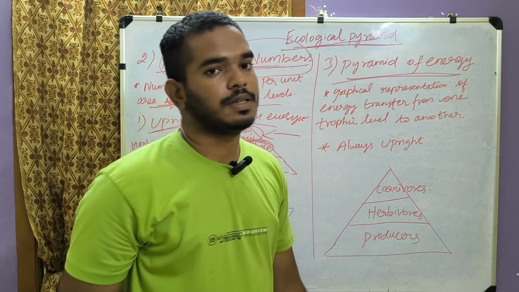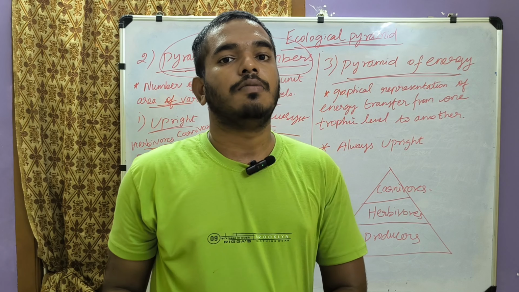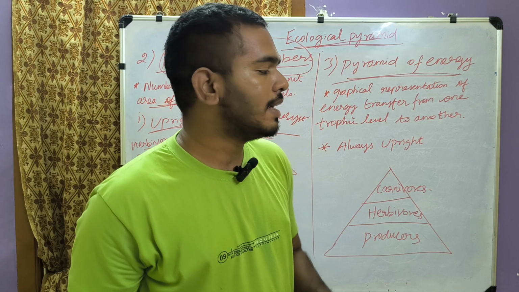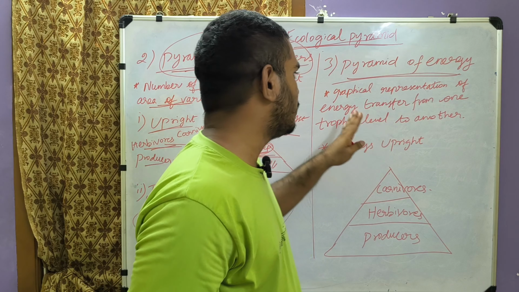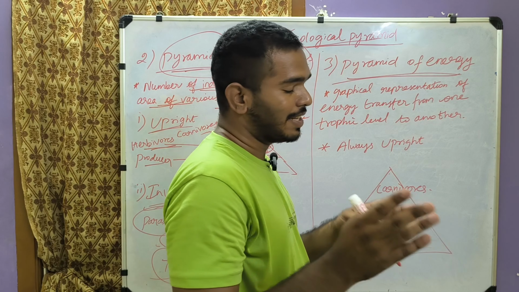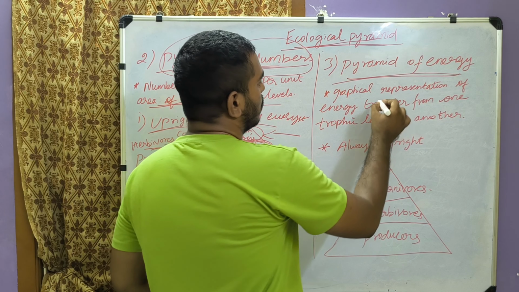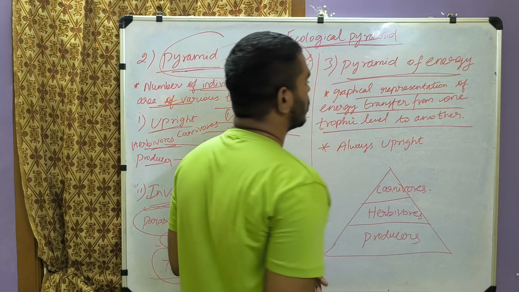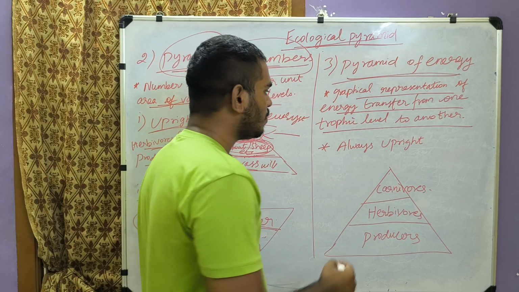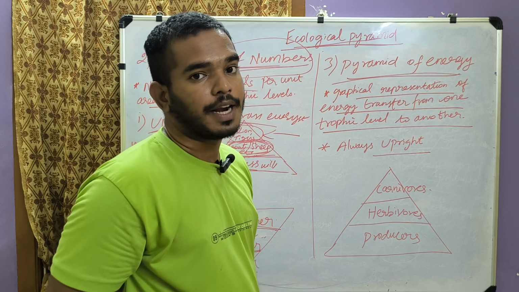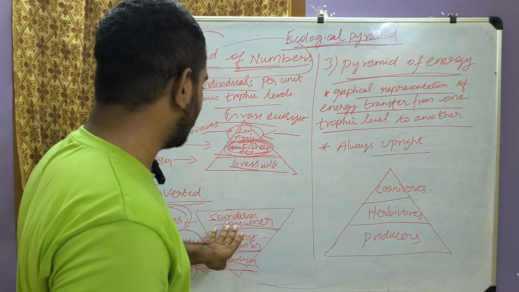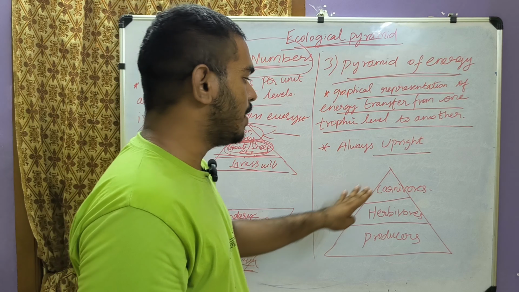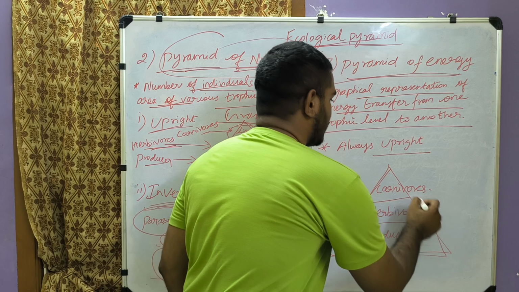Next one is the pyramid of energy. As I already said, whenever one organism eats another organism, the energy also flows between them. So there is an energy flow between the organisms. It is a graphical representation of energy transfer from one trophic level to another between the species. It is always upright, it will not be an inverted shape like this. The pyramid of energy never comes in an inverted shape, it always will be an upright shape only.